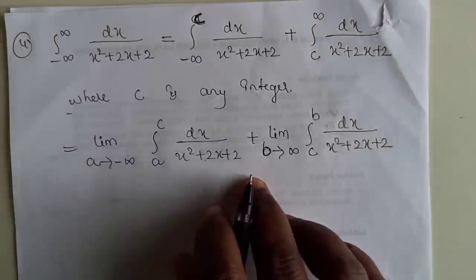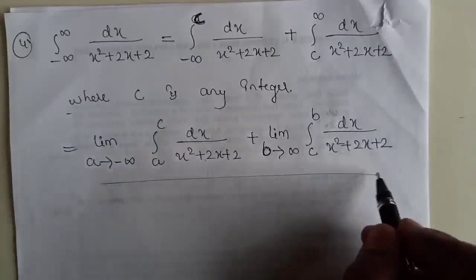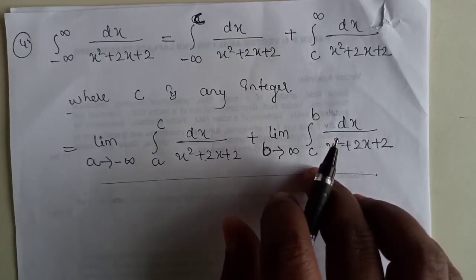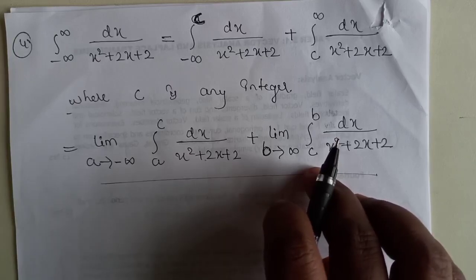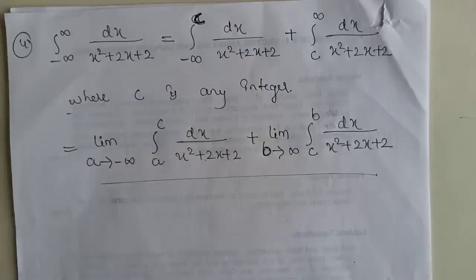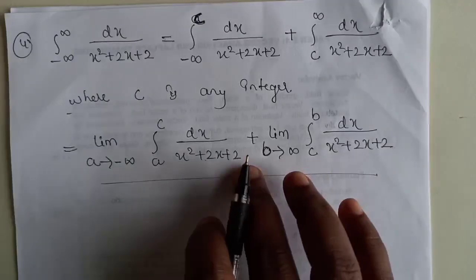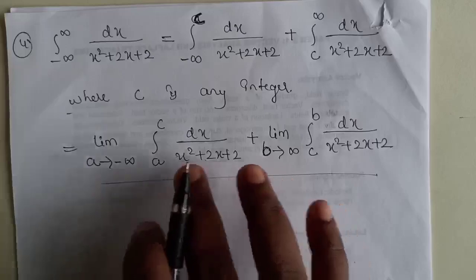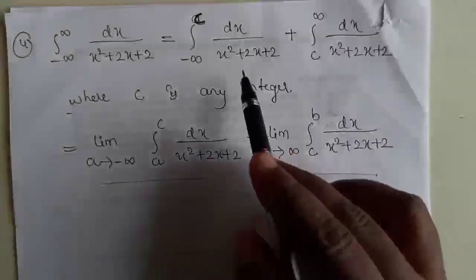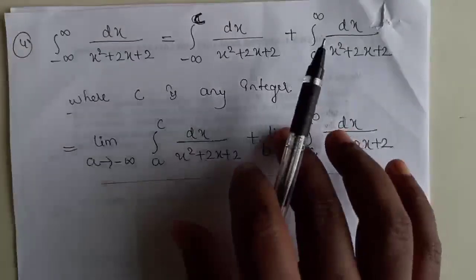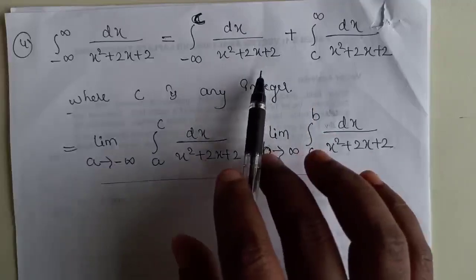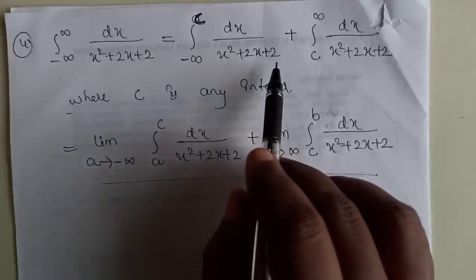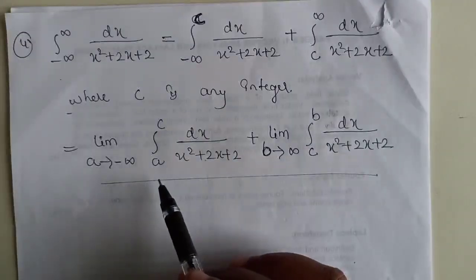So you can write this step directly by using rule 3. In the test of convergence of the first kind, we have defined this limit. So by using that rule you can write this step directly, or you can convert this by using the properties of definite integrals. Next we can apply the limits.